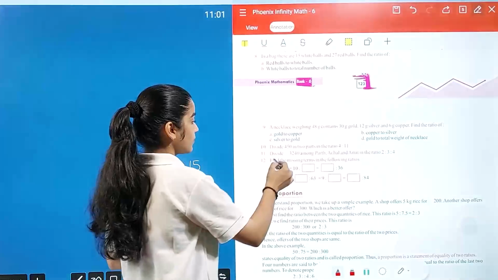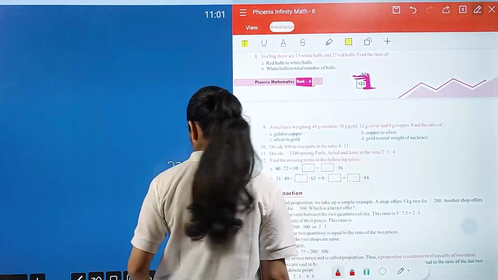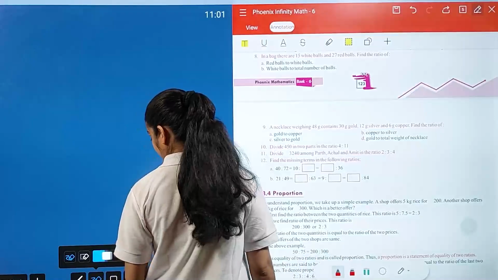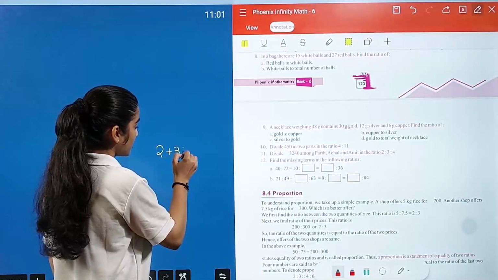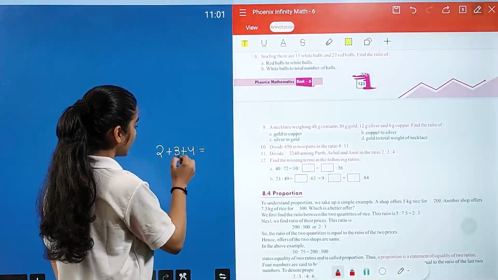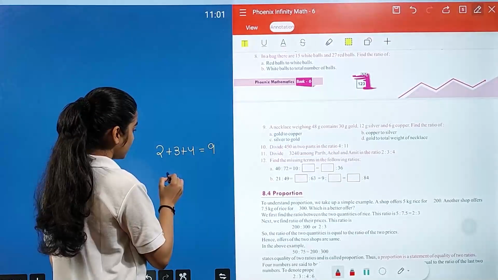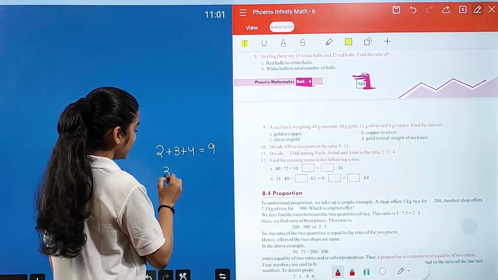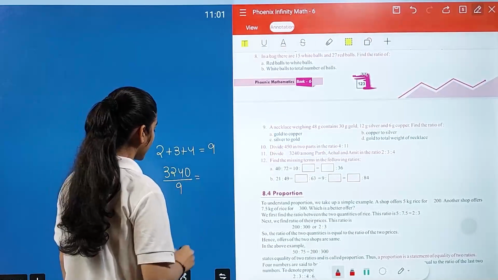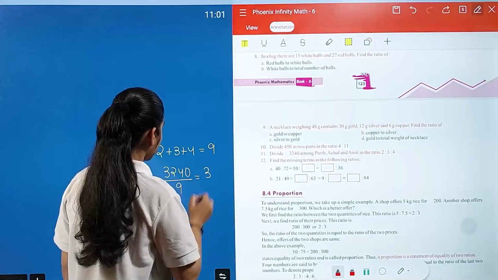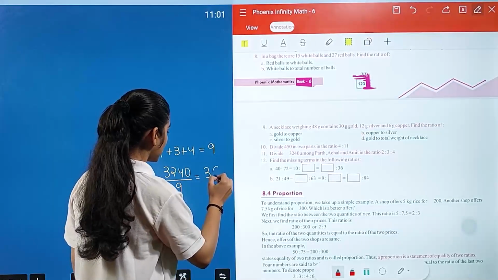And next question, divide 3240 among Parth, Achal and Amrit in the ratio of 2 is to 3 is to 4. So first we have to add them together. 2 plus 3 plus 4, which is equal to 9. Now we have to divide 3240 by 9. So we will get 360.